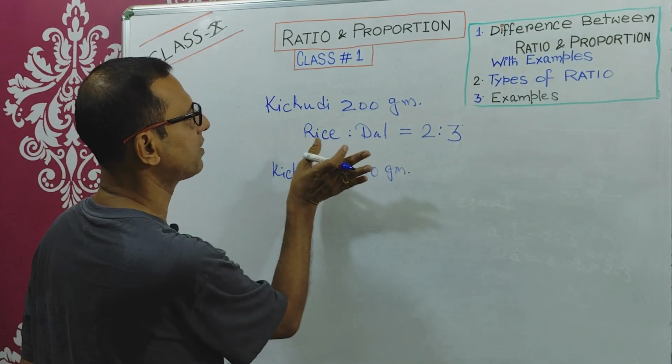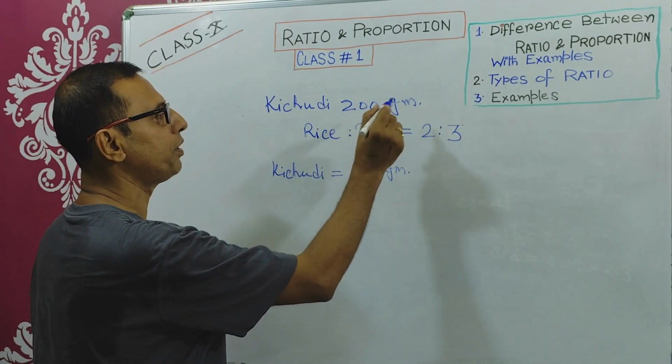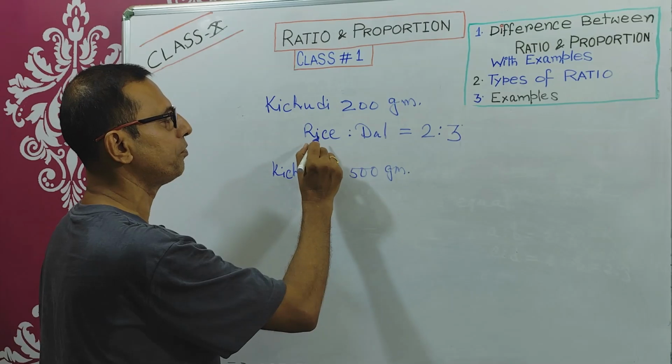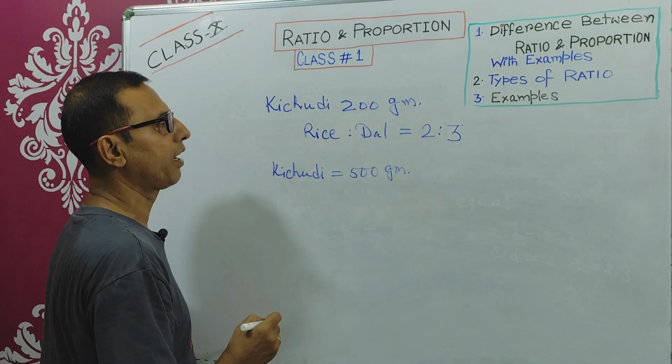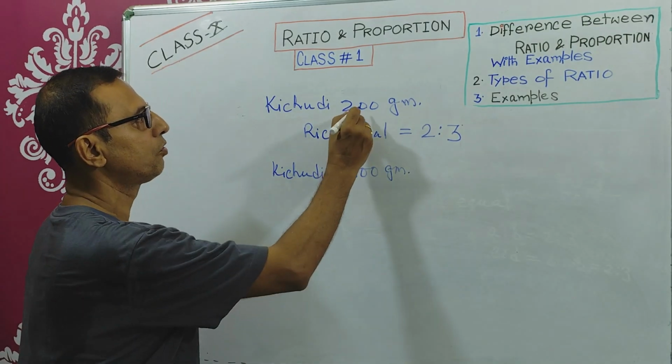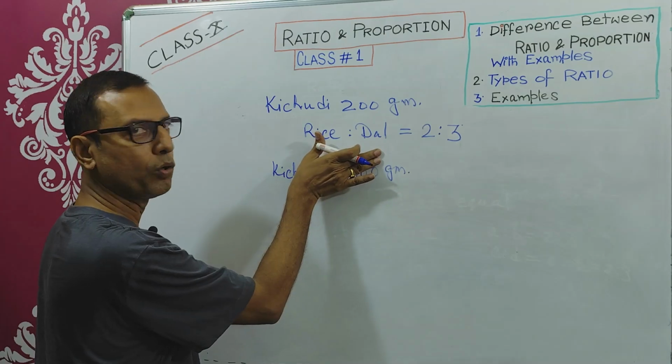Now just forget about the proportion part, just 200 grams of khichdi. To make 200 grams of khichdi, you need rice to dal in 2 is to 3 ratio. Then how much rice and how much dal is needed to prepare 200 gram khichdi? No proportion is coming into the picture, only ratio.